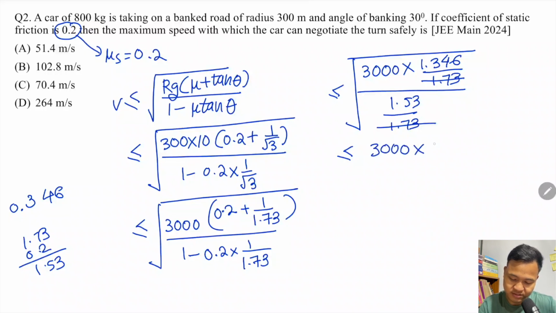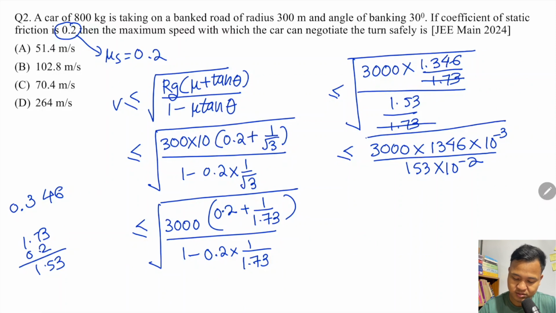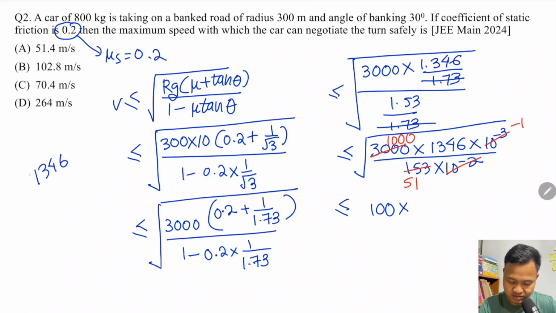When you have a decimal point, you just remove it. So 1346 into 10 power minus 3, since there are 3 decimal digits, divided by 153 into 10 power minus 2. This is all under root; you have to keep on solving. You can start cancelling out: 3 into 1000, and 3 into 51 is 153. So 10 power minus 2 against 10 power minus 3 leaves 10 power minus 1, and with 1000 the remaining is 100. So 100 into 1346 divided by 51. I will write here 1346 divided by 51.